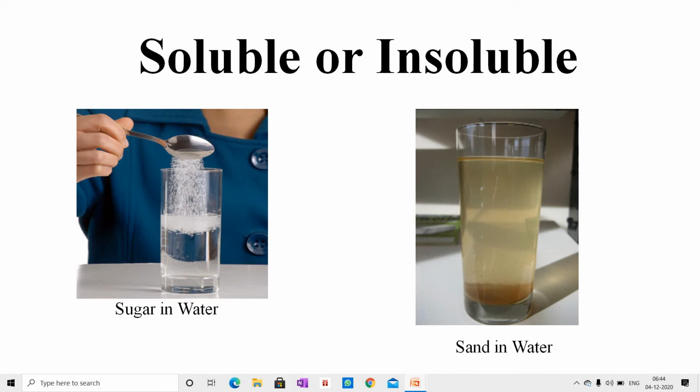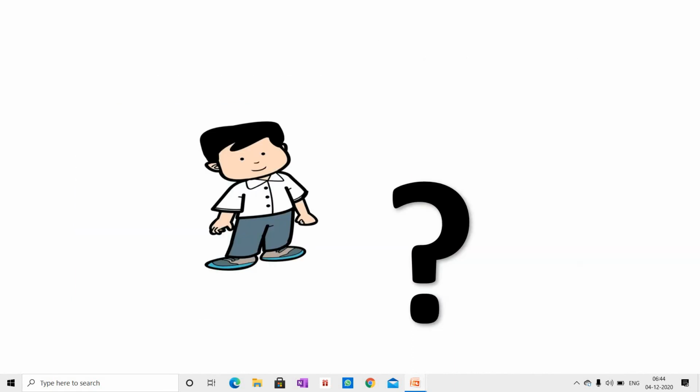Students, water plays an important role in the functioning of our body because it can dissolve a large number of substances. Now, let us revise what we have learned today by solving some questions.